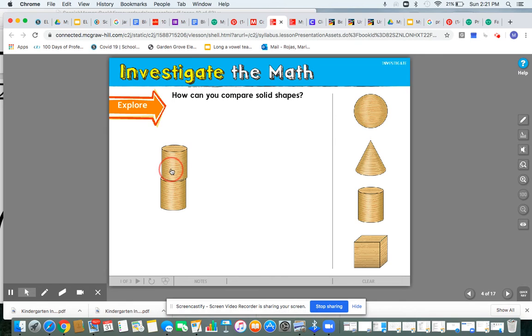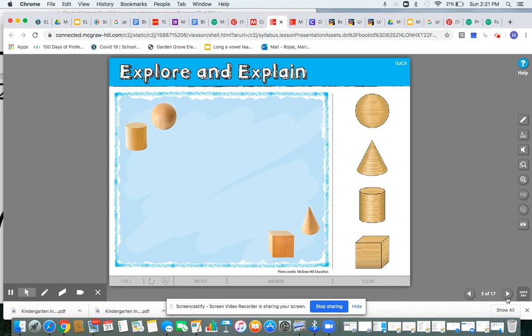Now let's look at the cube. The cube, I can stack it. I can stack the cube. I can slide it. I can slide with the flat surface. I cannot roll. The cube does not roll because it has edges. It has a flat surface. So this one I cannot roll. Let me go to the next one.